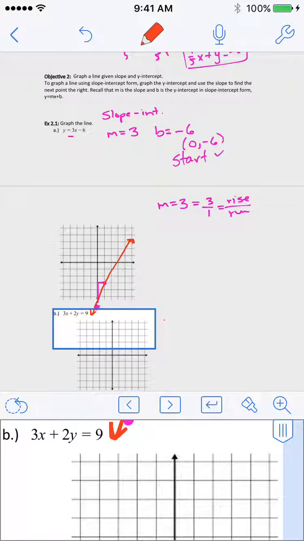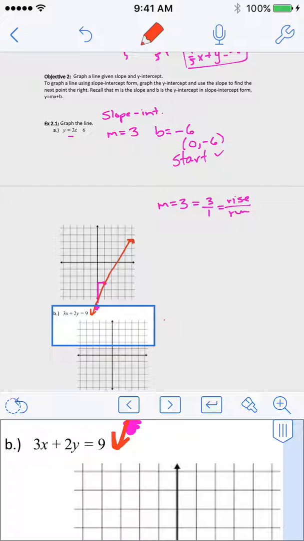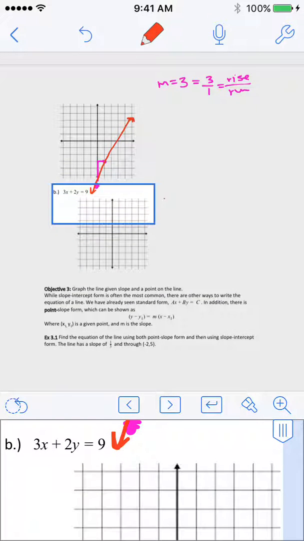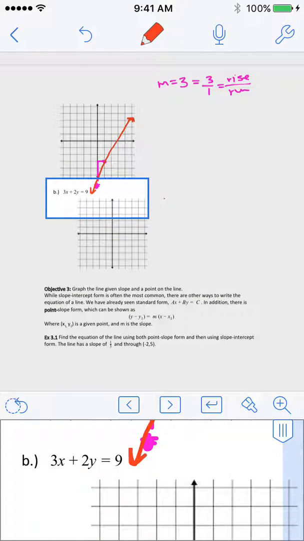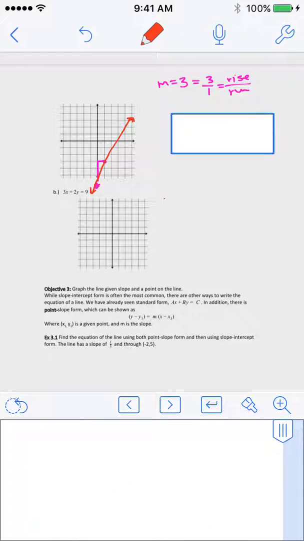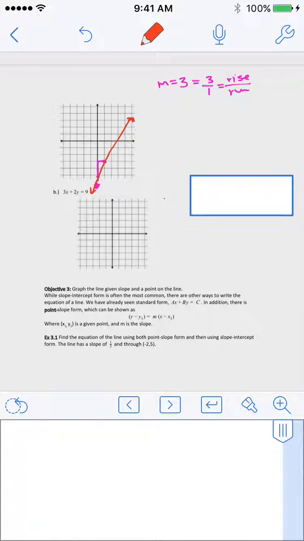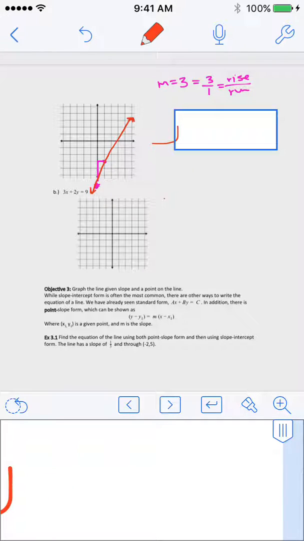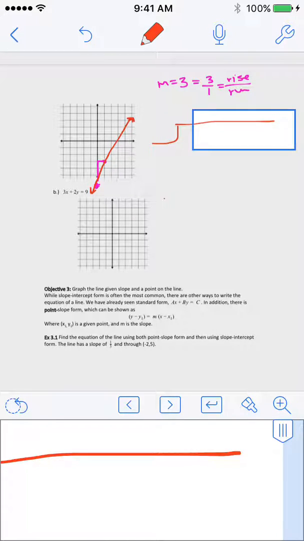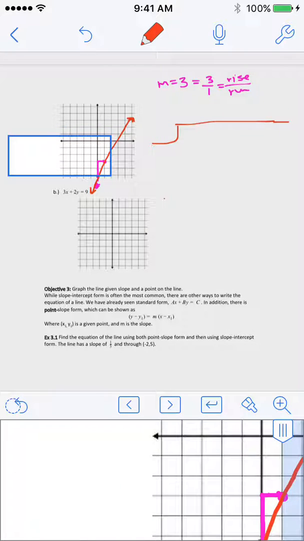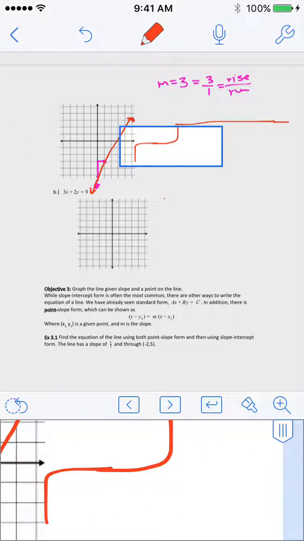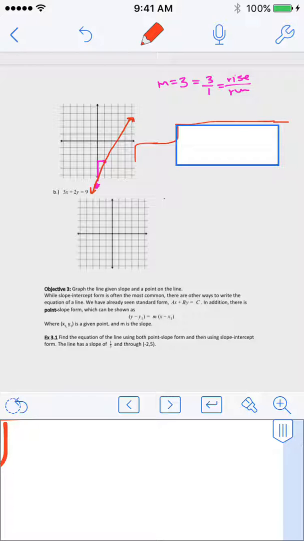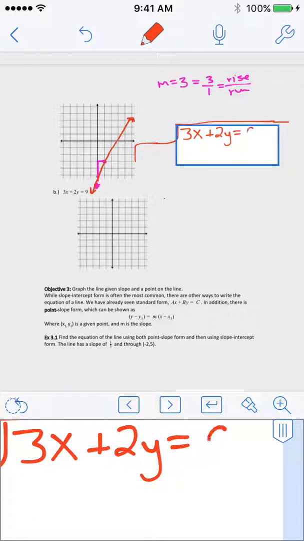Let's try one using standard form now. So we have this other form down here, this 3x plus 2y equals 9. And we can actually do this in one of 2 ways. We're going to kind of bleed into the space of this last problem. So if you want to create sort of a section so you know it's going to be coordinating to the different problem, that's fine. But so we have the equation 3x plus 2y equals 9.